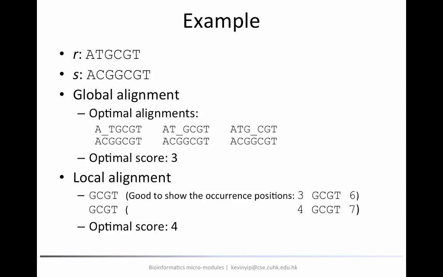In this example, it also shows that we can specify the local alignment using positions, because there could be multiple occurrences of the aligned part, GCGT. So here, we use exactly the starting and ending locations to indicate where it occurs. GCGT actually occurs from position 3 to 6 in sequence R and from 4 to 7 in sequence S.